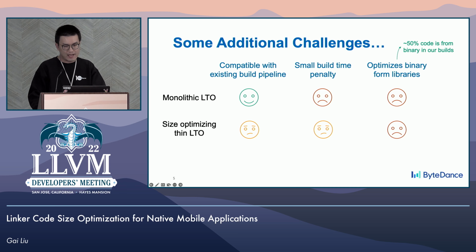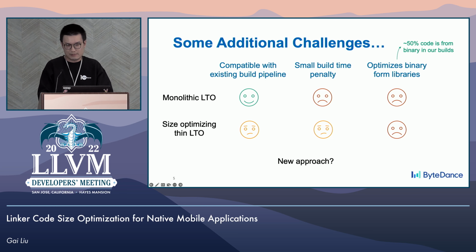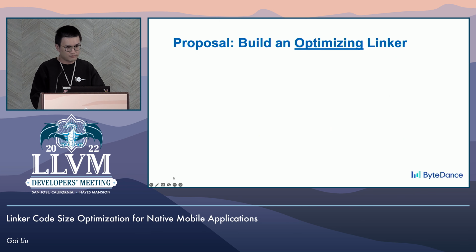For the size-optimizing thin LTO approach, in its current form, it does require some changes to the build pipeline to be able to run the code gen twice. The build time, while significantly reduced, is still non-trivial due to its 2 code gen run setup. Lastly, like full LTO, it also needs the IR to be available, so it couldn't optimize binary files directly. Now our question is whether there's another approach that can potentially address these 3 challenges.